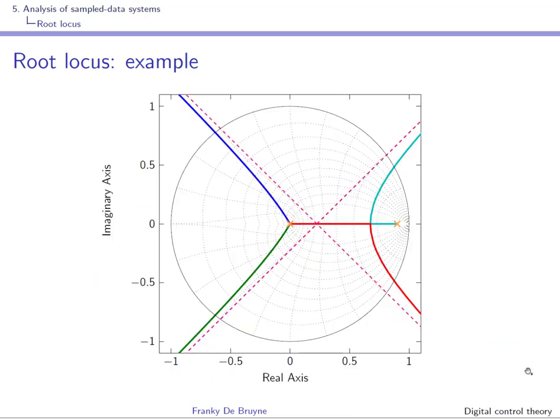Let us check that. You can see here that the angles that the asymptotes make are indeed π over 4, 3π over 4, and so on. When we look at the breakaway points, you can see indeed that there is one in 0 and another one over here, and that's in 2.7 divided by 4.